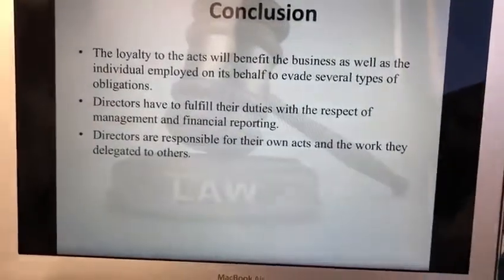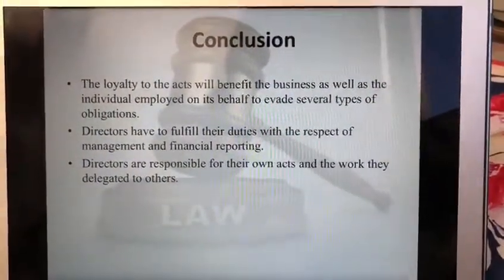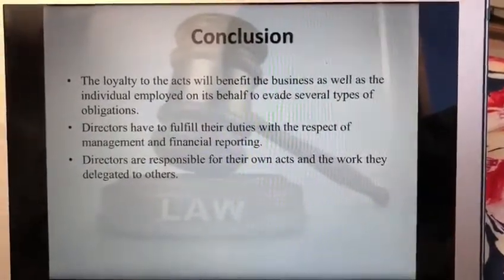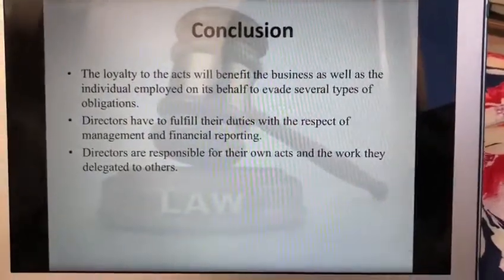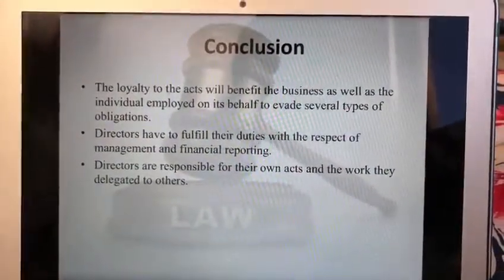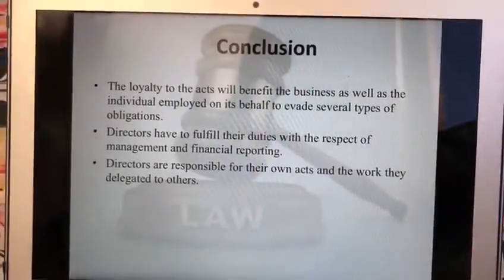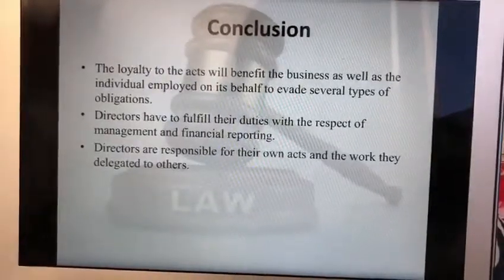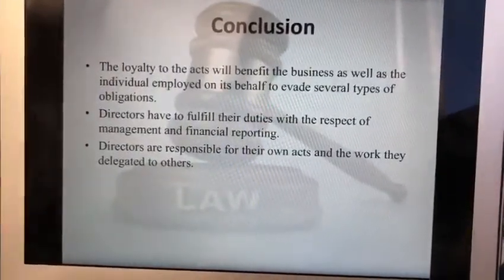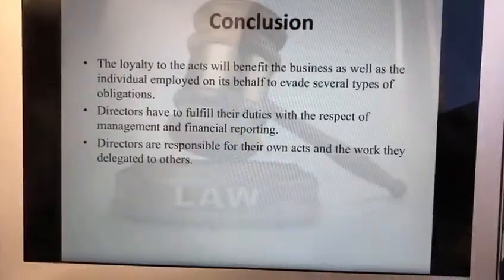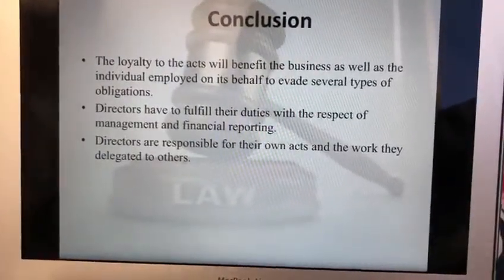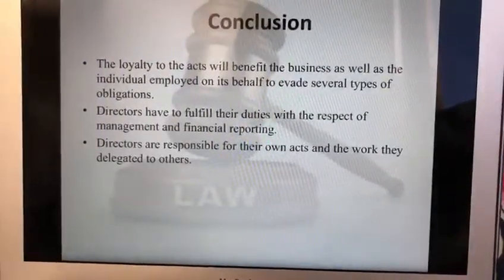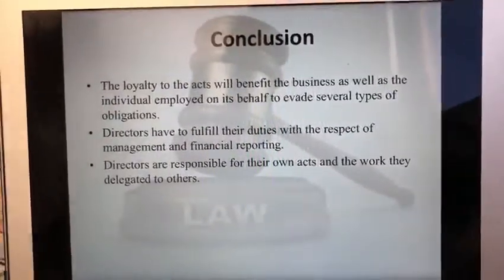Now, at last, being a director, you have to follow certain rules and regulations, and it is your responsibility to act in favor of the organization, not to misuse powers and position, and also to prevent insolvent trading. Loyalty to the Act will benefit the business as well as the individuals employed on its behalf to evade several types of obligations. Directors have to fulfill their duties with respect to management and financial reporting. Directors are responsible for their own acts and the work they delegate to others.